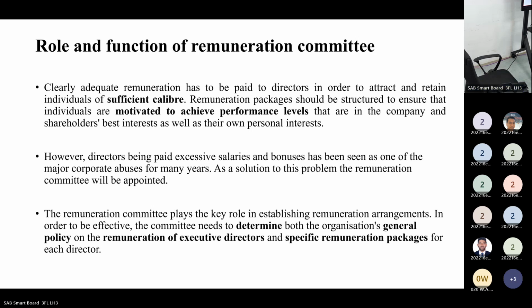Okay? So this remuneration committee, their role includes clearly adequate remuneration has to be paid to directors in order to attract and retain individuals of sufficient caliber.